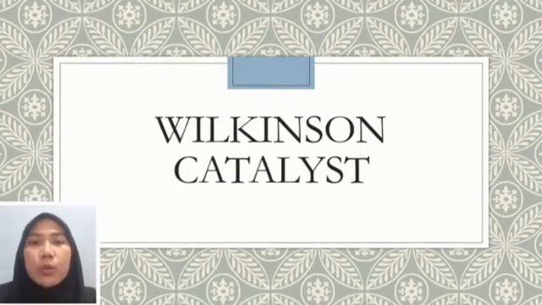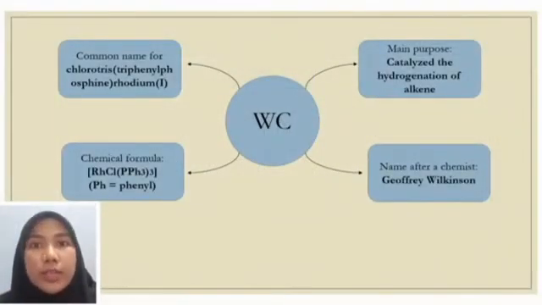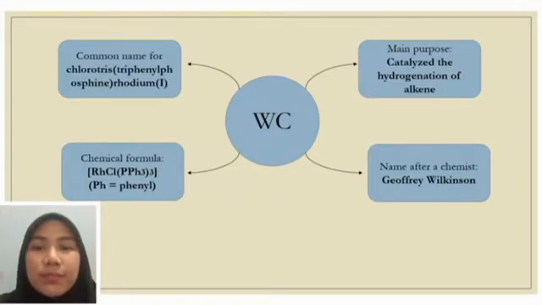Now we will move on to the third example in this chapter, which is Wilkinson catalyst. Wilkinson catalyst is a very famous one in organometallic chemistry. Before we further our discussion, we must know what is Wilkinson catalyst. Wilkinson catalyst is a common name for chlorotris(triphenylphosphine)rhodium(I). The chemical formula is stated as above.